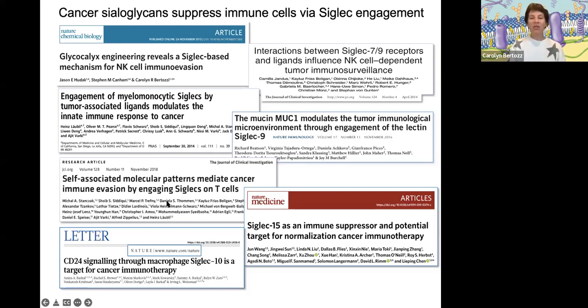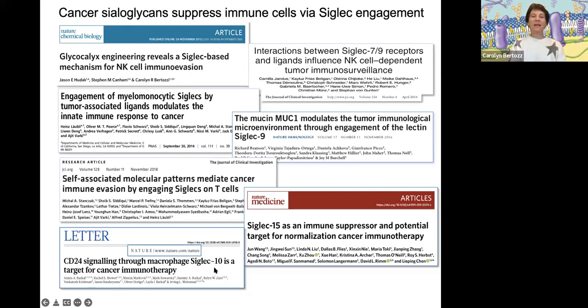Heinz Laubli did gorgeous work with animal models of breast cancer, showing how important Siglec-7 and 9 are in protecting cancers from immune surveillance. Li-Ping Cheng, who's one of the founding scientists in the field of immune therapy, showed a role for Siglec-15 on macrophages in suppressing activity, and blockade of Siglec-15 as a potential immune therapy. And then finally, my own colleague, Irv Weissman, discovered that Siglec-10 on macrophages can contribute to immune suppression by binding to a cancer-associated glycoprotein called CD24.